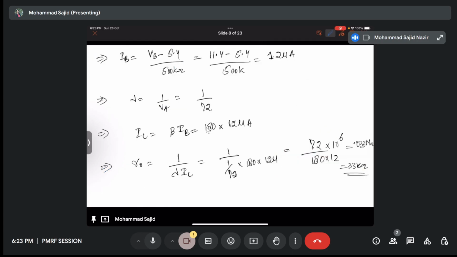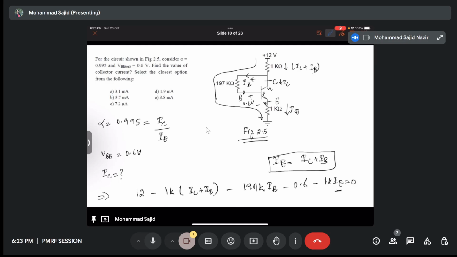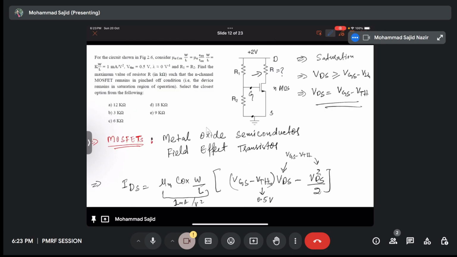Okay, so rest is the numerical which you can do. And here the important thing was beta. Beta is IC by IB. Alpha is IC by IE. Simple numericals. Then we discussed slightly on MOSFETs.